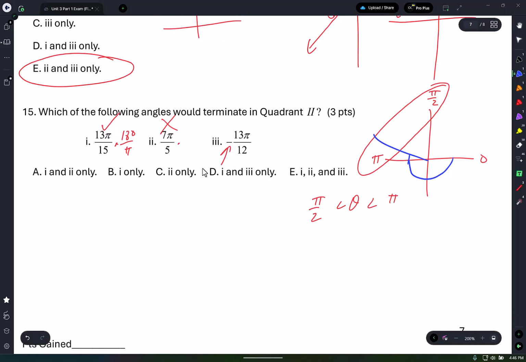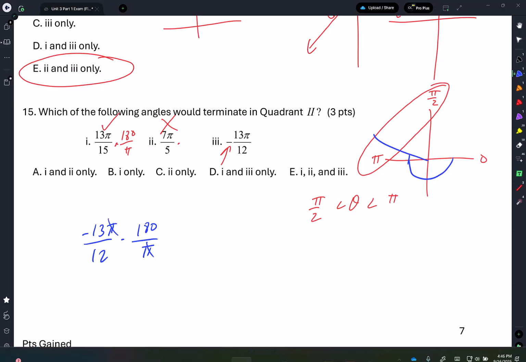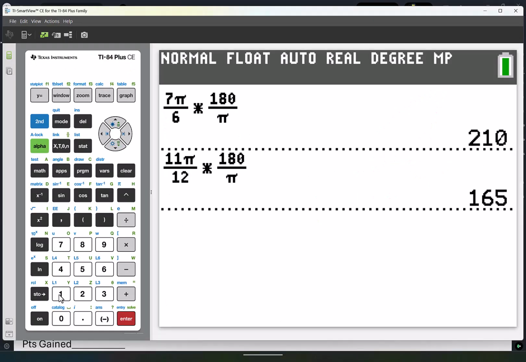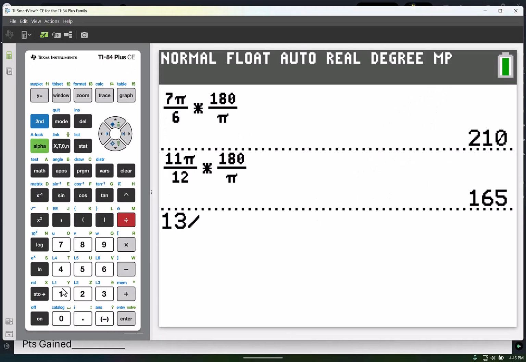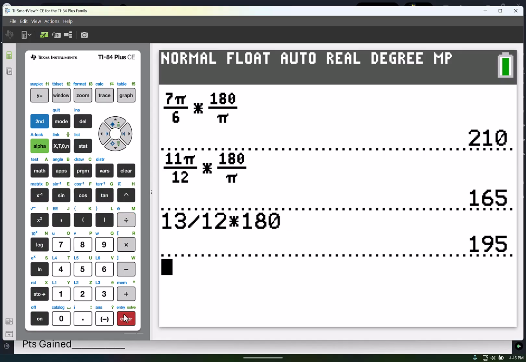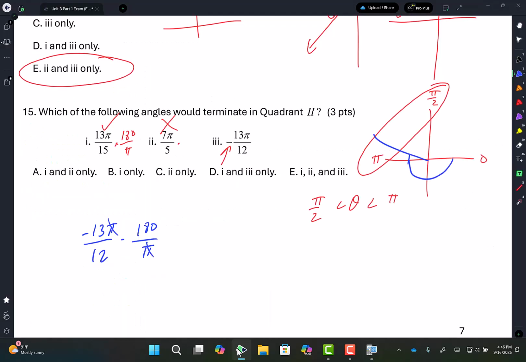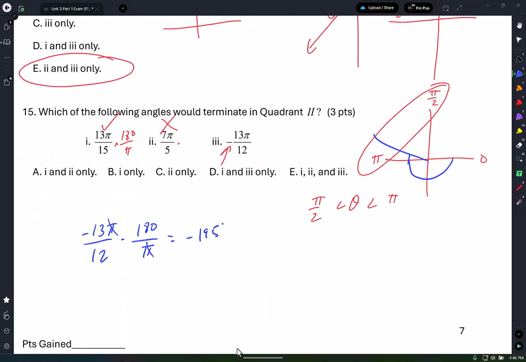If you wanted to find out what negative 13 pi over 12 is, you can go negative 13 pi over 12 times 180 over pi. And then take your calculator and go 13 over 12 times 180. And that's 195, negative 195 because it's negative. And yeah, negative 195 degrees.